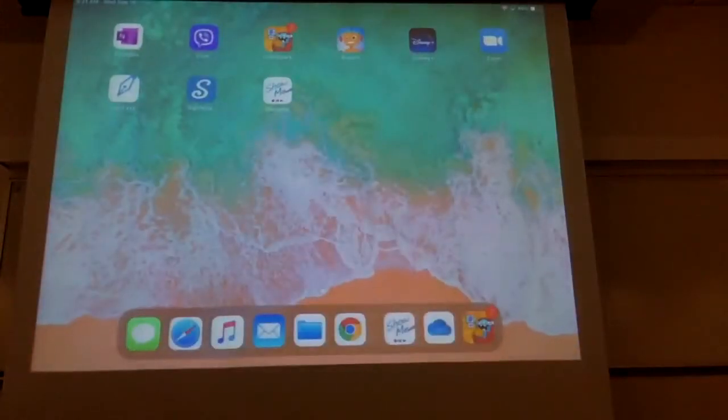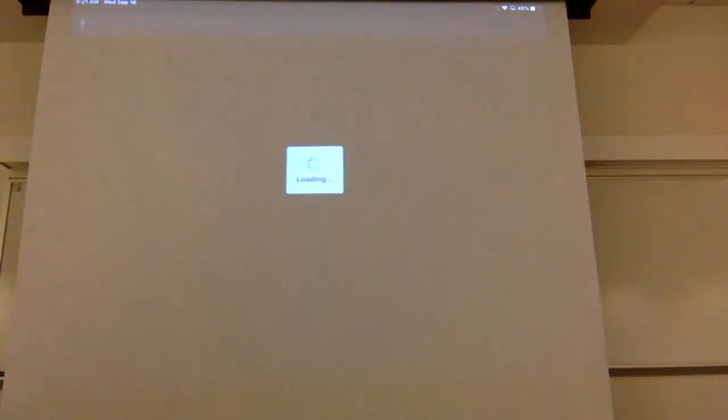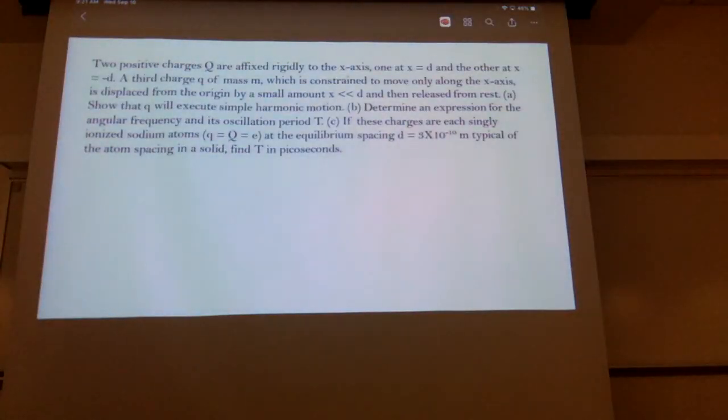Next example then says that we have two positive charges of capital Q affixed rigidly to the x-axis at locations d and negative d. A third charge of charge little q and a mass of m, which is constrained to move only along the x-axis, is displaced from the origin by a small amount x much, much less than d, and then released from rest. So let's draw a picture first.